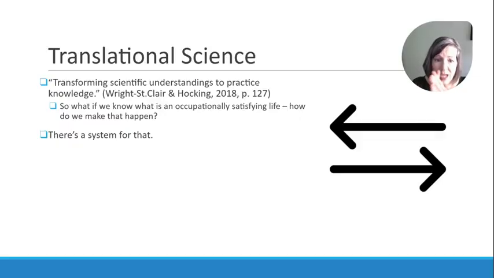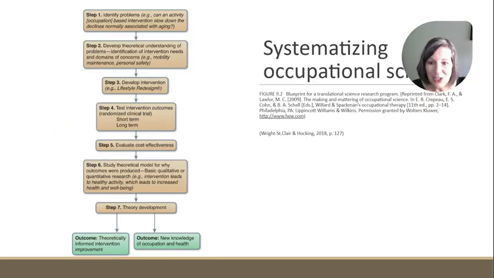Now, translational science actually puts these two things together. It helps us look at what is the evidence for practicing, and then what does the occupational form or function look like for my particular client, and how can we transform the knowledge that we have to put that together with the individual that's in front of us to help that person have a satisfying life? Well, there is a system for that within occupational science.